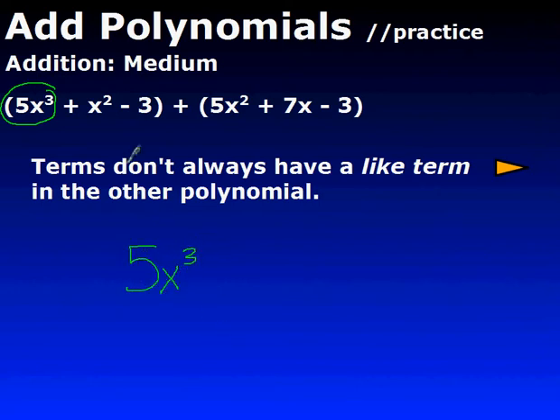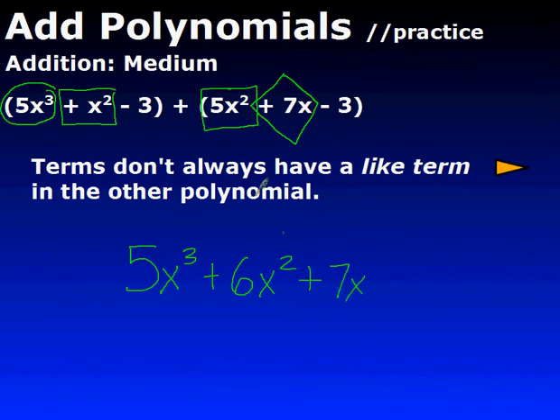Next highest exponent, x squared and 5x squared. Now 5 plus 1 is 6x squared. Next highest exponent. Now be careful, it's not over here. That's tempting. I see 7x. Draw a diamond around that.